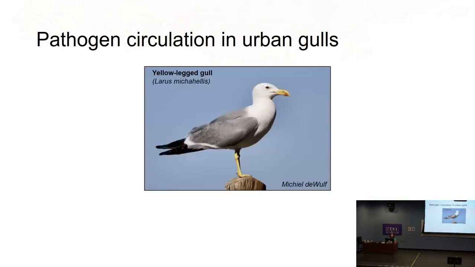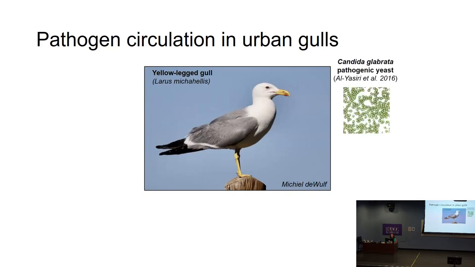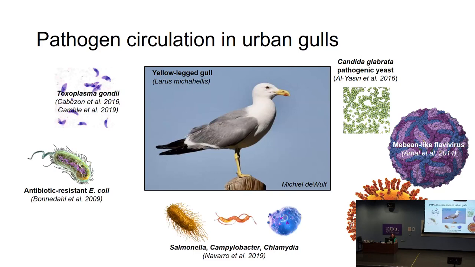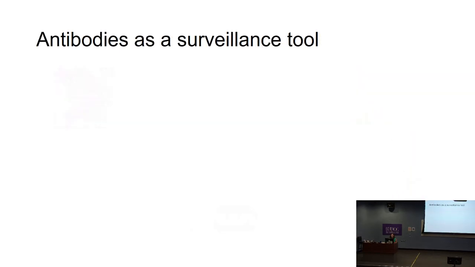So the humble yellow-legged gull has a pretty impressive resume of pathogens from previous studies. We have detections of pathogenic yeast in gulls, detections of various viruses, including avian influenza and flaviviruses, and a wide variety of bacteria, including Toxoplasma, antibiotic-resistant E. coli, Salmonella, Campylobacter, Chlamydia, etc. So these are fun species to work with.